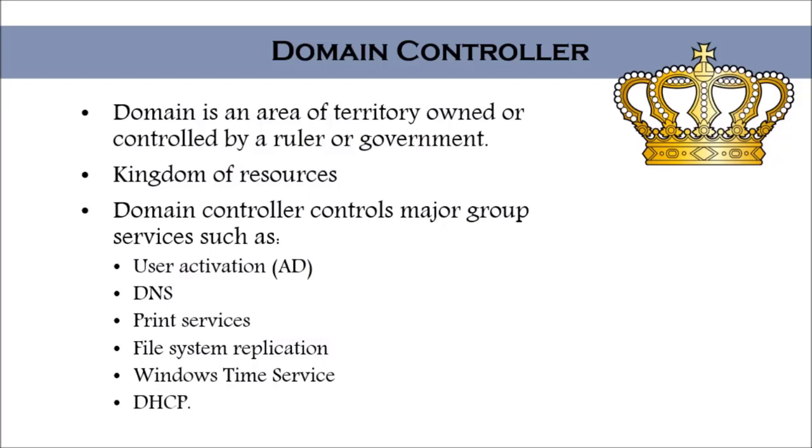The domain controller controls the major group of services such as AD for Active Directory, basically user authentication. These are the services I will explain in detail in my future videos. For example, user activation, DNS, print service, file sharing service, file application service, DHCP, Windows time service. So don't worry if you don't understand these terms. I will explain them in my future videos.